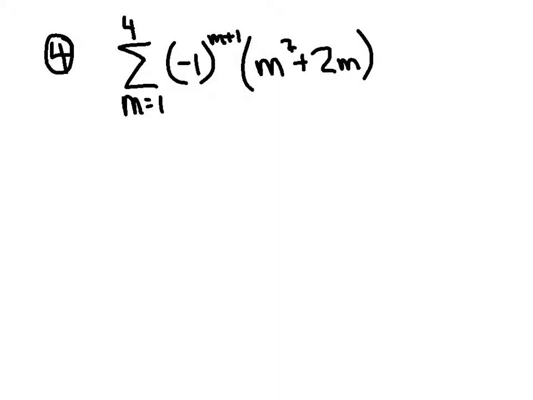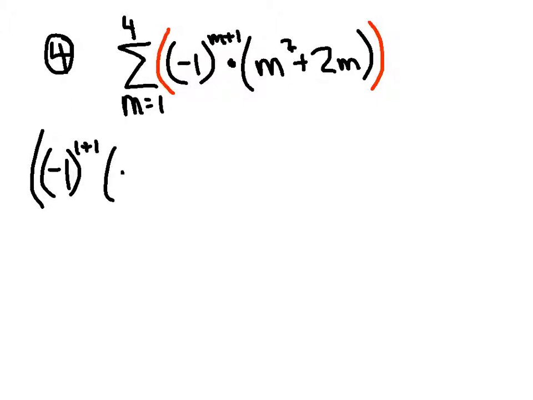All right, now, because this is the multiplication right there, you can safely assume that this entire thing is one term. All right, so we are doing the summation of the entire thing. First thing I'm going to do is substitute a 1 in for every single m that I see. So I've got negative 1 raised to the 1 plus 1 power, and then I've got 1 squared plus 2 times 1.